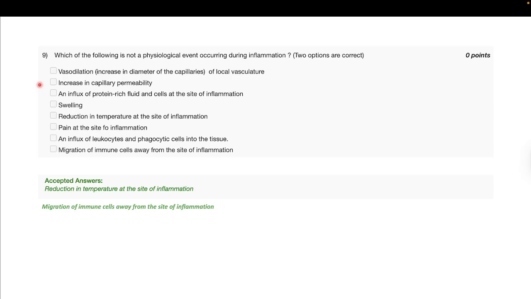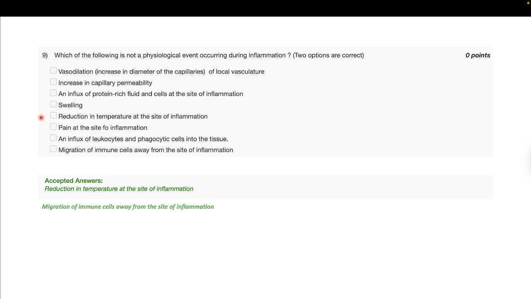More and more cells can squeeze through the capillaries into the tissues where the inflammation is occurring. There is an influx of protein rich fluid and cells at the site of inflammation. Yes, your immune cells are being attracted towards the site of inflammation, and then they start infiltrating into the tissue. Swelling occurs because of this, because now your blood vessels are getting dilated a little. More and more amount of fluid is incoming in that tissue, so that's why you see swelling in inflammation.